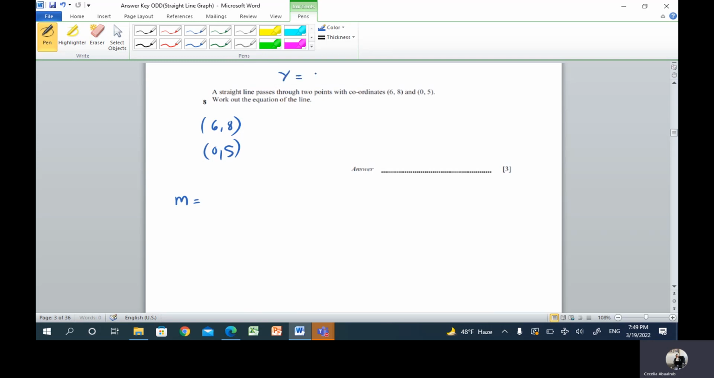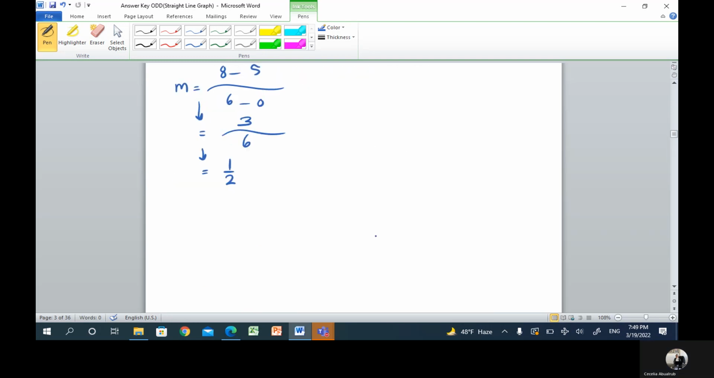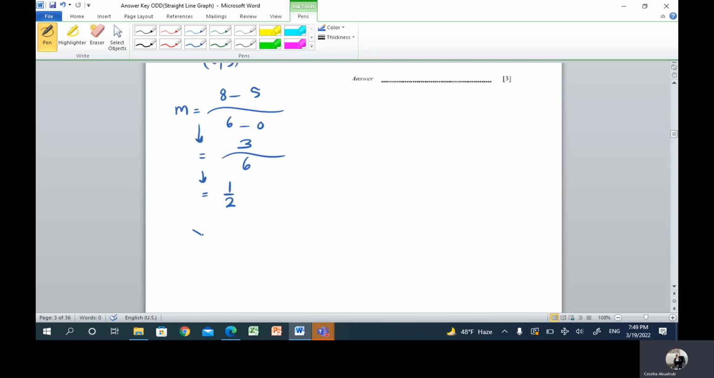Remember, any straight line has an equation of mx plus c. So here we're going to use difference of y over difference of x. So 8 minus 5 over 6 minus 0. So 8 minus 5 is 3 and 6 minus 0 is 6. So the gradient is equal to half. So the first part of the equation is y equals half of x plus c.